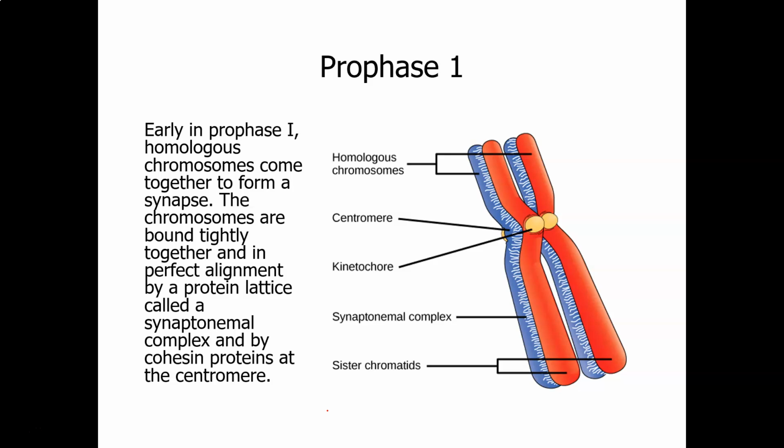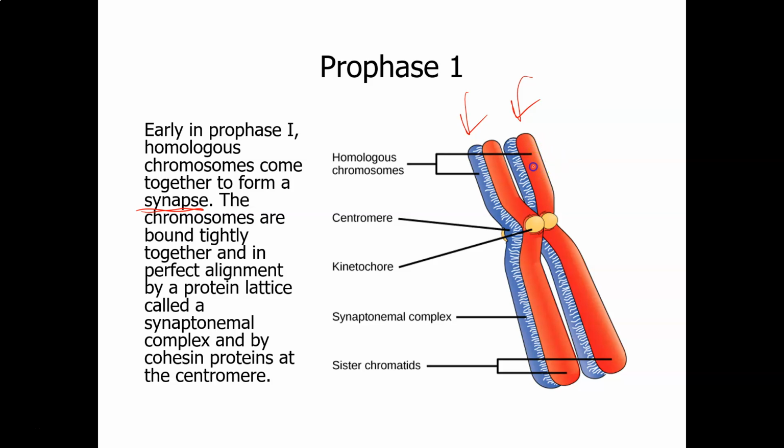Okay, and so early in prophase 1, homologous chromosomes come together to form a synapse. That's the homologous chromosomes, the one from the mom and the dad. They're homologous chromosomes when they're the same size and they have genes for the same traits. Let's say, for example, that the mom is the red chromosome and the chromosome that came from the dad is the blue chromosome. Well, they both have genes for the exact same traits, but remember, they don't have to be the same versions of the genes.